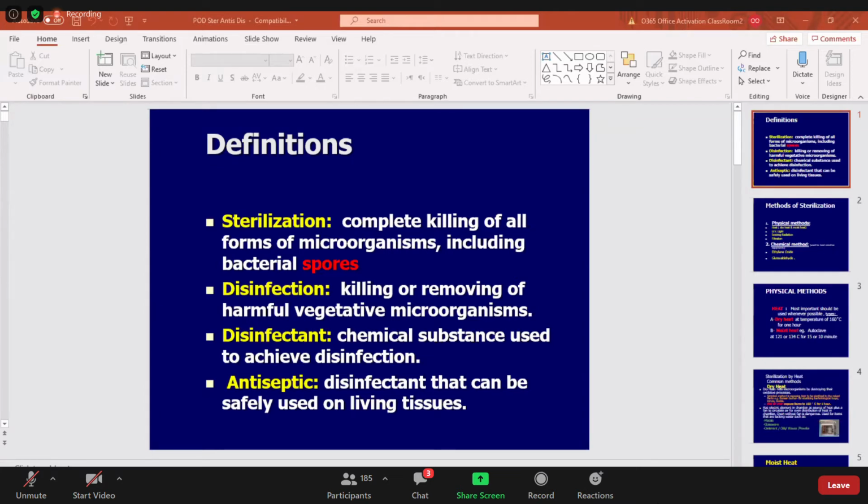But if you want to ensure that it will kill sporing bacteria, I have to incubate whatever, something like an endoscope, in glutaraldehyde for almost 6 hours or probably 9 hours, a longer time, to ensure that it will kill all the sporing bacteria. So this is a method for sterilization.